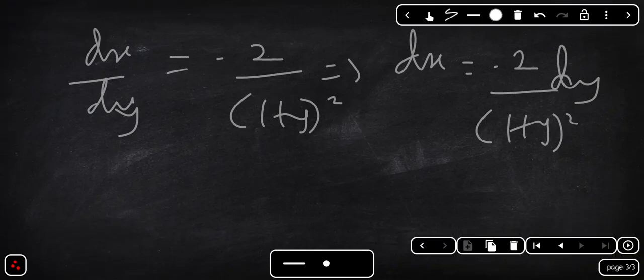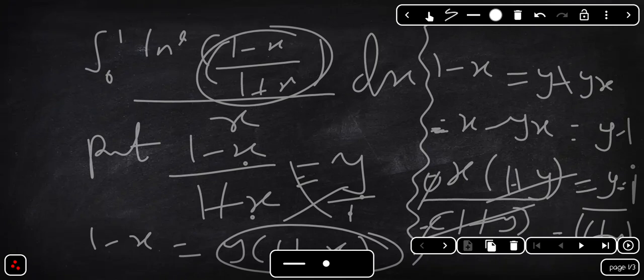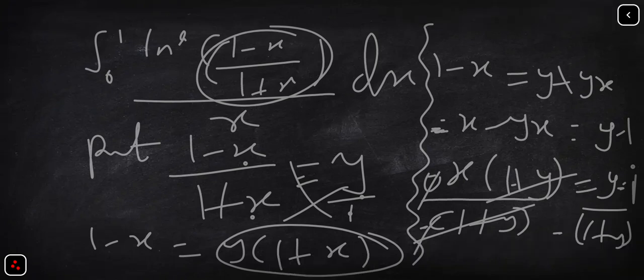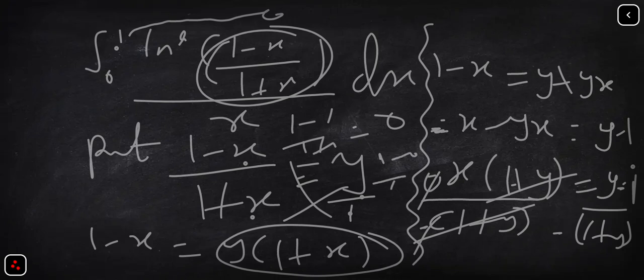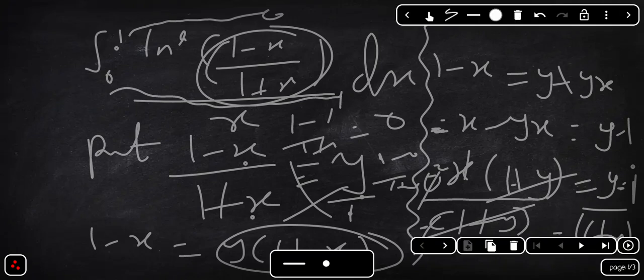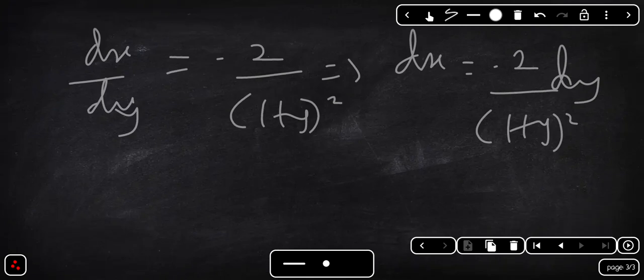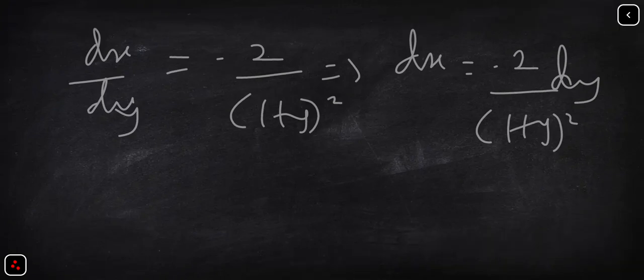Yes, the limit is going to change. And why is the limit going to change? You know, y is equal to 1 minus x over 1 plus x. So at x equal to 1, we are going to have 1 minus 1 over 1 plus 1, and that is definitely 0. Then you substitute the second one: at x equal to 0, that would be 1 minus 0 over 1 plus 0, which is 1. So the limit is going to change. Don't forget that.